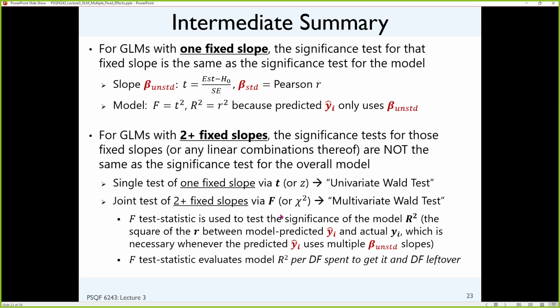We can think of that in a couple different ways. If I compute y hat as a variable, what the model says my outcome should be for everybody, and I have my real outcome variable next to it, I can do a correlation between those. If I take that R correlation and square it, that's R squared for the model.